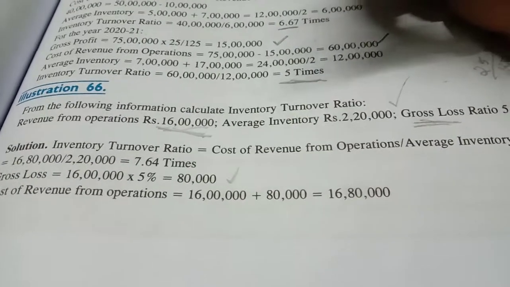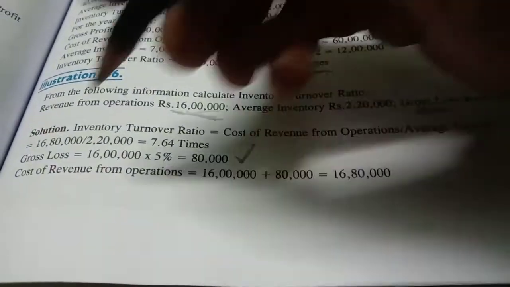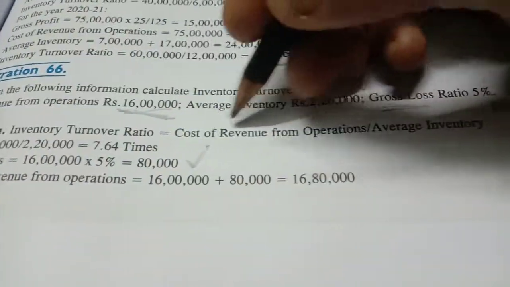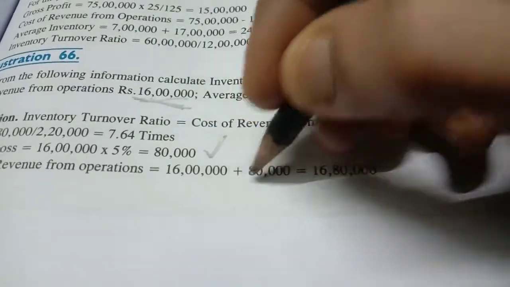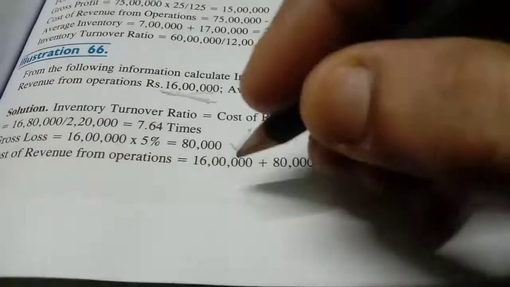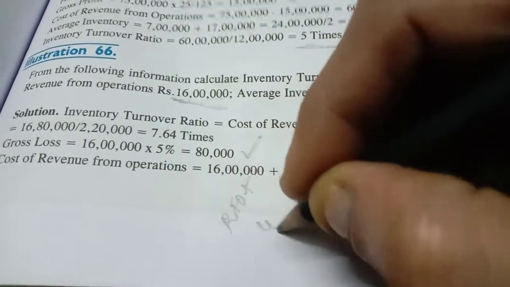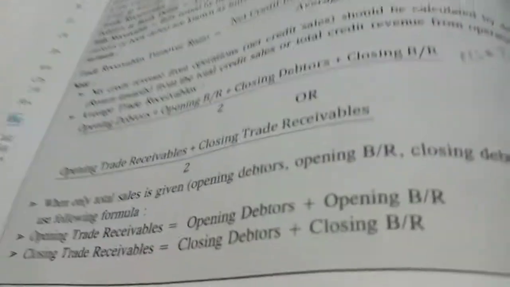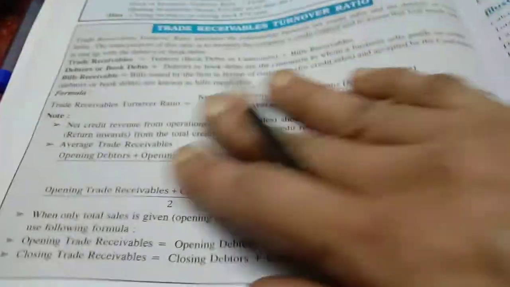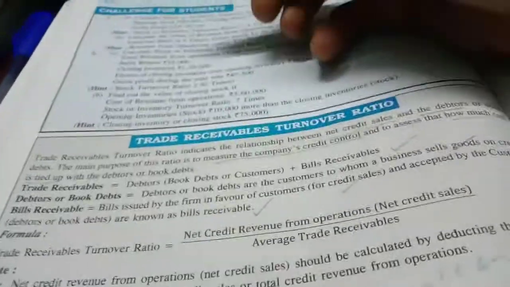Okay. So it is easy to calculate the gross loss. So cost of revenue from operation equals revenue from operation plus gross loss. Revenue, what is the formula? Revenue from operation plus gross loss. It's a very simple sum. Okay.